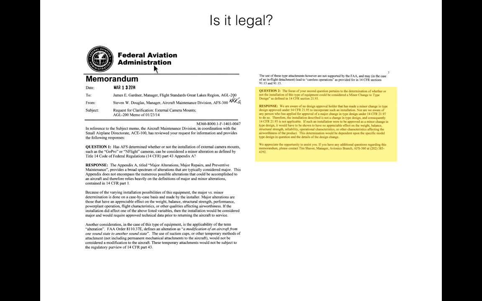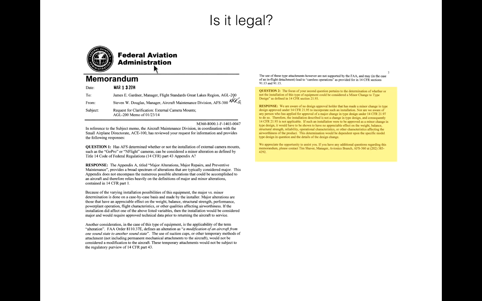If such an installation were to be approved as a minor change in type design, it would have to be shown to have no appreciable effect on weight, balance, structural strength, reliability, operational characteristics, or other characteristics affecting the airworthiness of the product. This determination would be dependent upon the specific model, type design in question, and details of the design change. Now, the FAA allows an A&P to make those determinations and to sign off on a minor alteration.